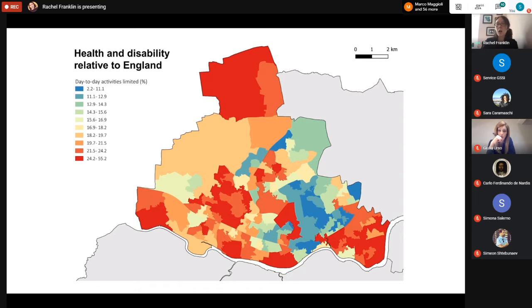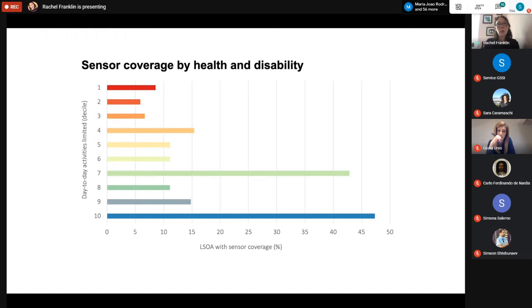So the question is, are these people covered, right? So if they're vulnerable populations who are maybe in terms of asthma, for example, for whom air quality might matter, are we able to measure, in fact, their air quality in their neighborhoods? And what we see is that no, actually, if we look at health and sensor coverage, it's actually the healthier neighborhoods, right? So about half of the healthier neighborhoods have a sensor, whereas it's a very small share, 10% of the least healthy neighborhoods that have a sensor.